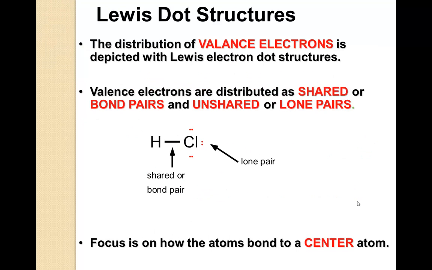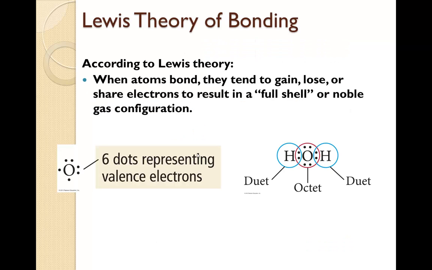The distribution of valence electrons is depicted with Lewis electron dot structures. The valence electrons are distributed as shared or bonded pairs, and unshared electrons or lone pairs. The focus is on how the atoms bond to a center atom. According to the Lewis theory, when atoms bond, they tend to gain, lose, or share electrons to result in a full shell or a noble gas configuration.